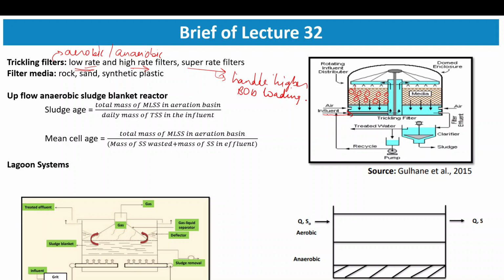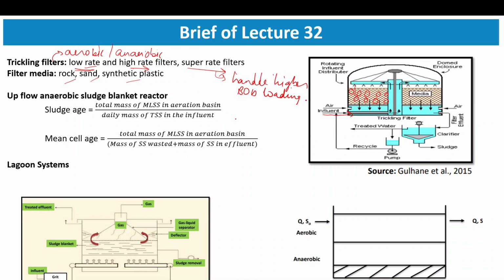Now here the mass balance was difficult to be done because of the growth of microbes over this filter media. So that is why one general correlation you can use, but mass balance has not been done. The type of filter media you can use is rocks, sands, or some packing material which can be of plastic. So you can have some systematic or random packing inside the filter.